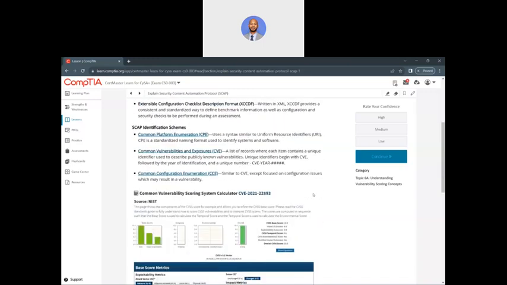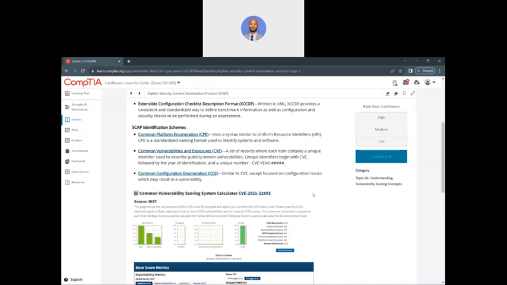So, the SCAP identification schemes. The Common Platform Enumeration uses a syntax similar to Uniform Resource Identifiers, URIs. It's a standardized naming format used to identify systems and software. Then there are Common Vulnerabilities and Exposures. You're going to see this a lot in the field. You're going to see it all over the place. CVE is the status quo across the board. It's a list of records where each item contains a unique identifier used to describe publicly known vulnerabilities.